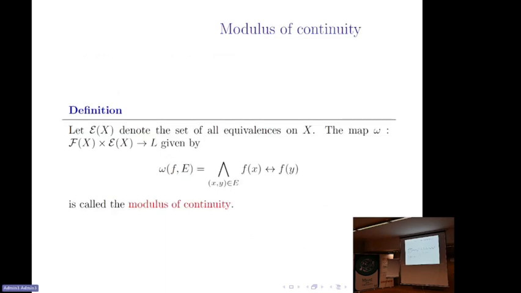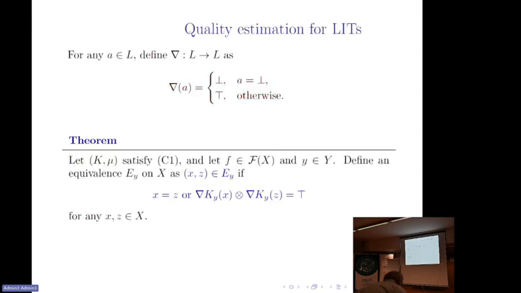Then, to measure the quality of the approximation, we introduce the modulus of continuity in this way. So the map, which is defined here, E is some equivalence on X saying what the neighborhood is. What is the neighborhood between X and Y? If I fix Y, E gives me some neighborhood. And this is called the modulus of continuity.